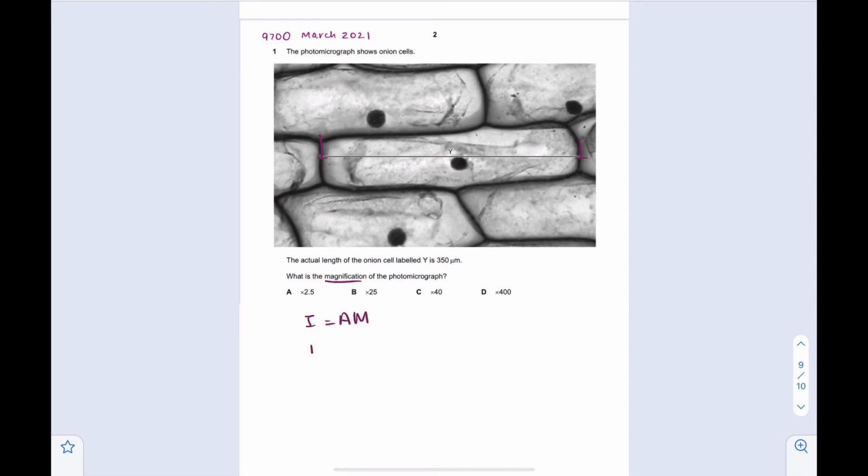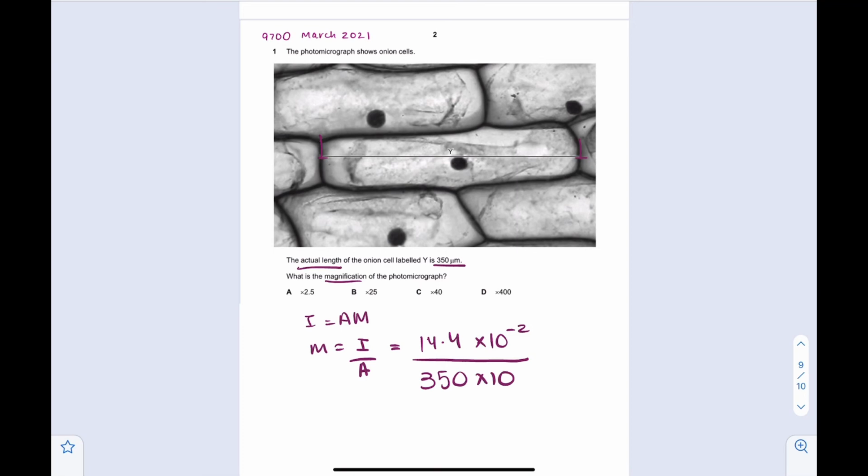I equals A M. Magnification equals I over A. Image length is 14.4 centimeters, so we're going to convert that to meters by dividing it by 100. And the actual length is 350 micrometers. You can see how many times they've used micrometers in the past year or two. So 10 power minus 6.